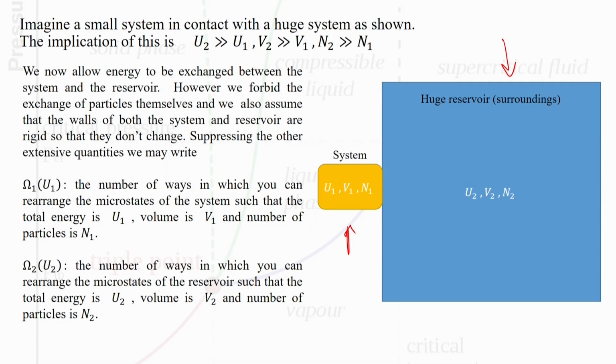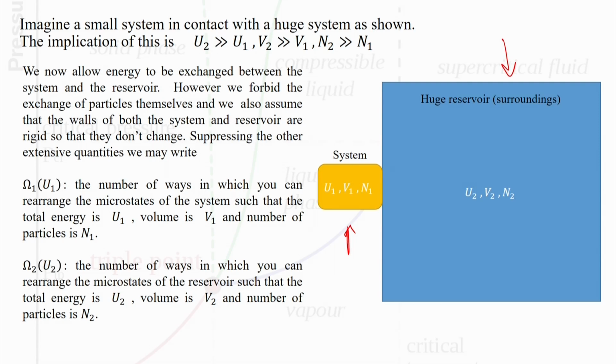So, the number of particles is fixed as N1. Same with the reservoir. The volume of the reservoir is fixed as V2, which is enormous compared to V1, and N2 is the number of particles, which is also fixed, but it is also enormous compared to the number of particles in the system.